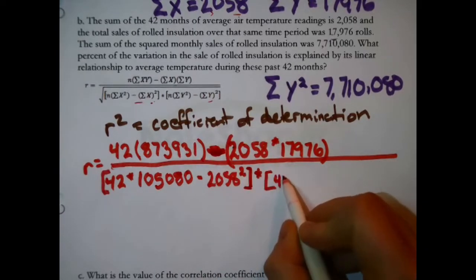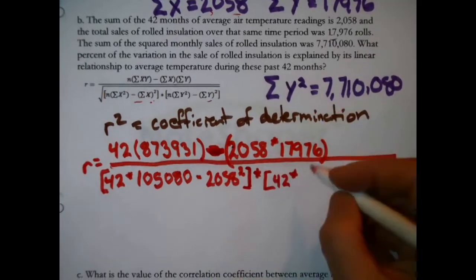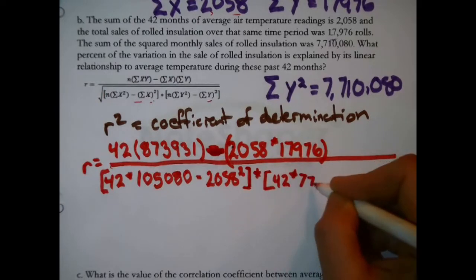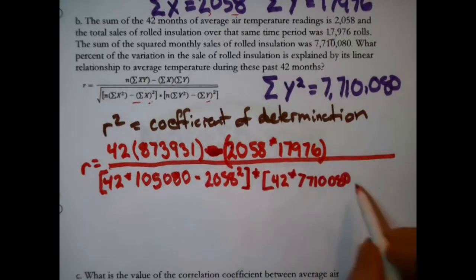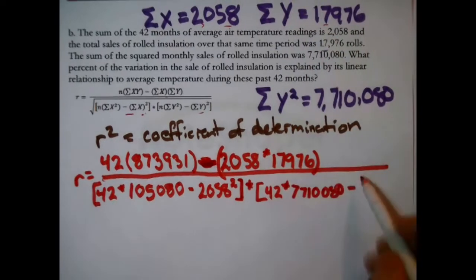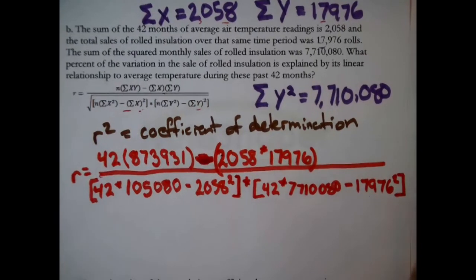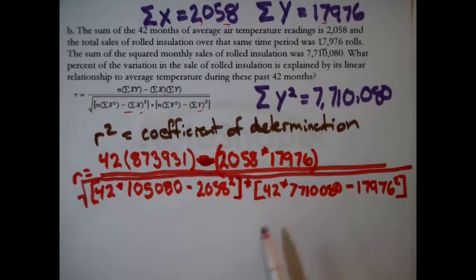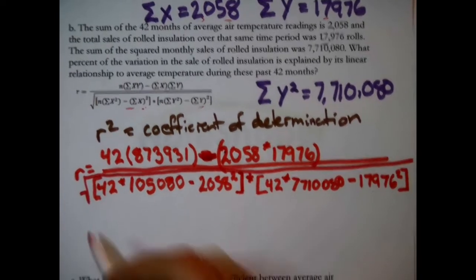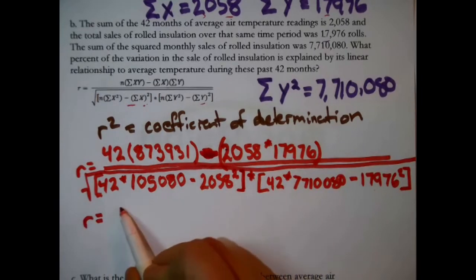That's that part. This multiplied by, let's do this part. Okay, well, n is 42 times the sum of y squared. Oh, that's the big number, 7,710,080. That's that minus the sum of y, 17,976, except careful, square it. This, I need to remember, is all under a square root. There, at least I have all of the numbers in place now. All right, I start putting them in my calculator. In the numerator, this is what I get.